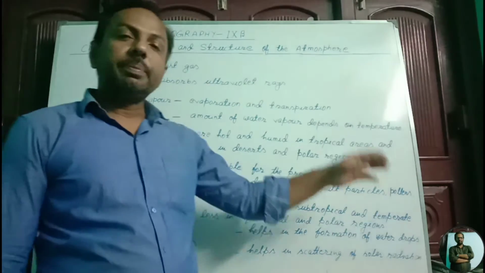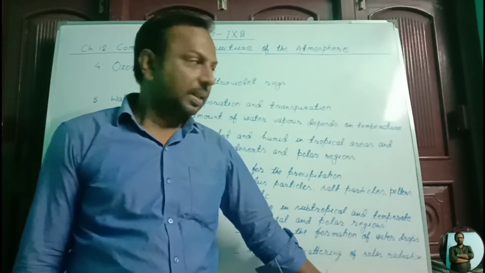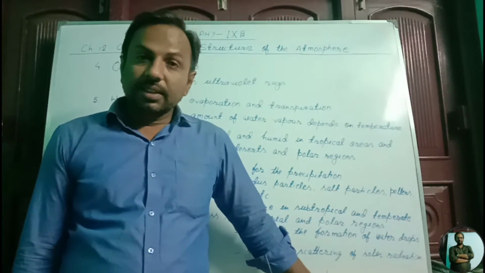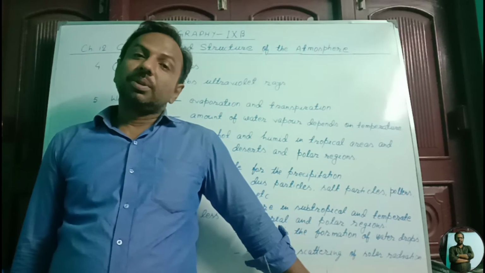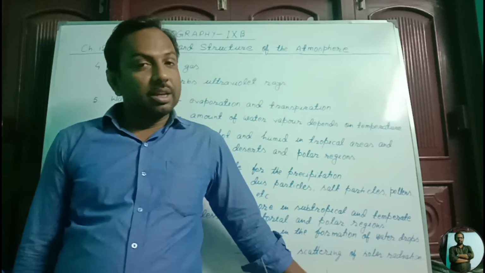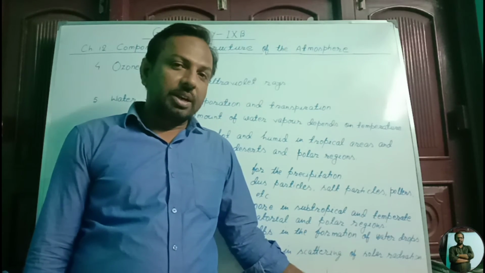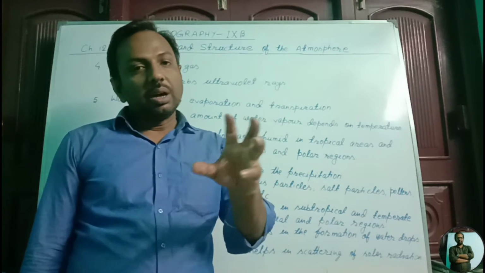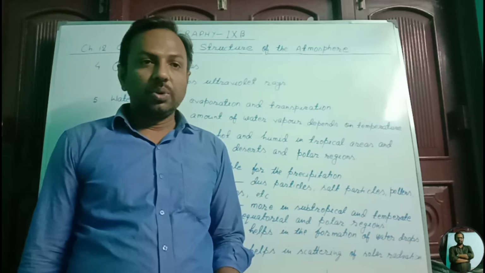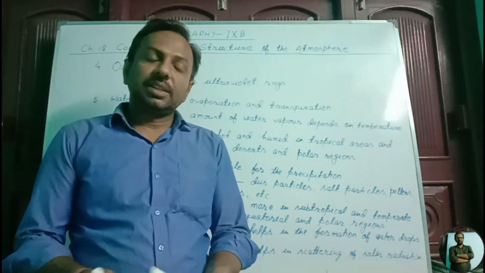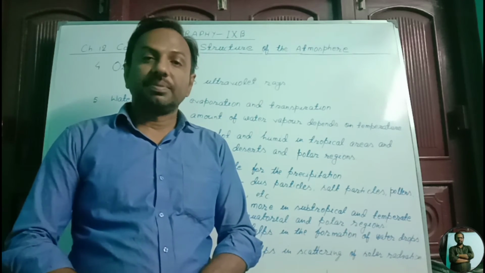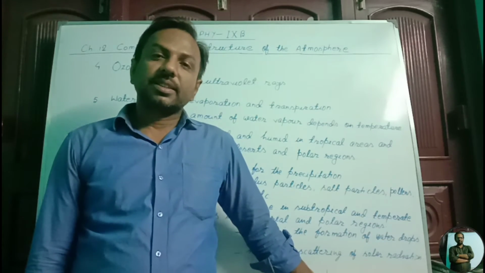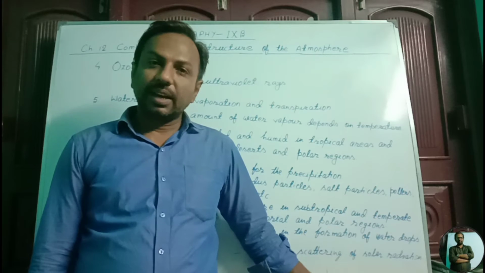The amount of water vapor depends on temperature. If the temperature is less, the amount of water vapor is also less. And if the temperature is more, then the amount of water vapor is also more. Now we relate it with the atmosphere. We know that with height, the temperature of the atmosphere decreases. So nearby the earth's surface, the temperature remains high.